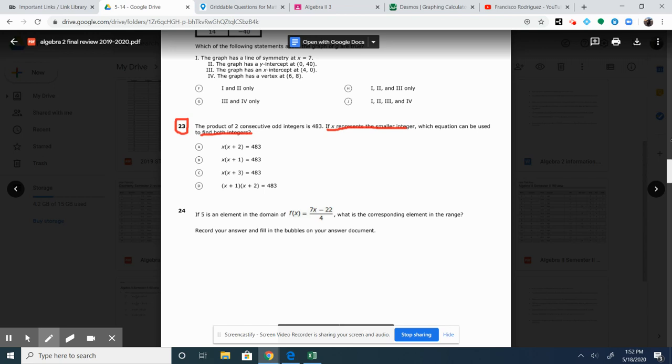So if we're looking for two consecutive odd integers, we could say 1 and 3, or 3 and 5, or 5 and 7, or 7 and 9, and so on. Now, if you notice, our smaller one, which would be represented by x, to get to the next consecutive integer, we had to add 2.